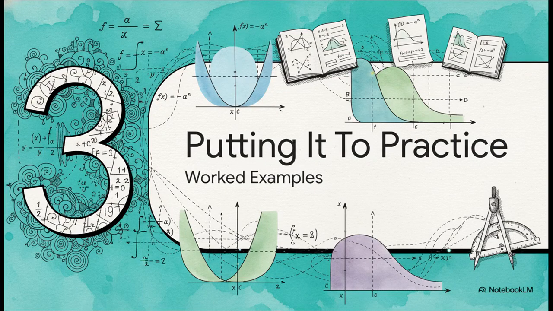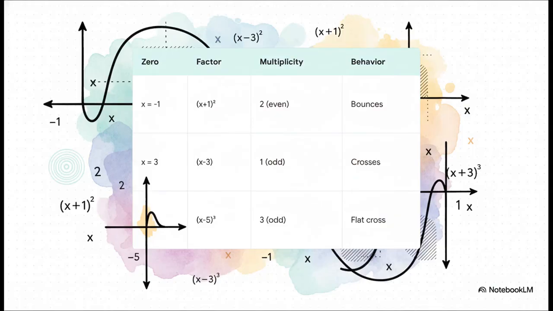Now, theory is one thing, but seeing this rule in action is where it all starts to click. So let's get our hands dirty and work through some actual examples. Okay, let's break this one down. First up, we have a 0 at x equals -1. The factor is (x + 1)², the exponent, the multiplicity, is 2.